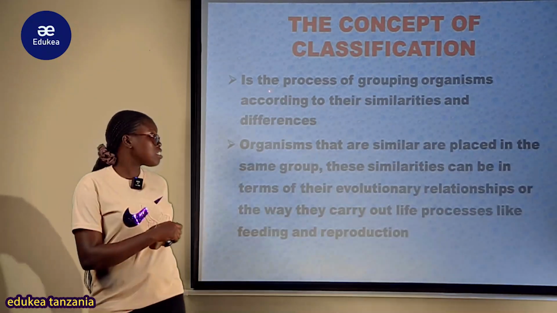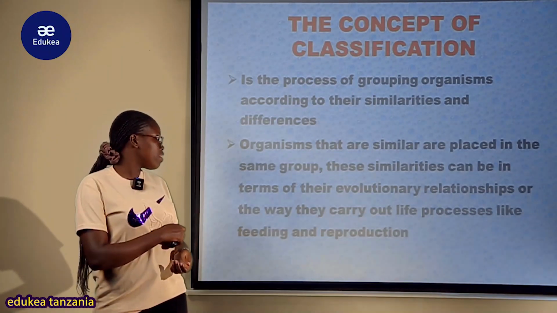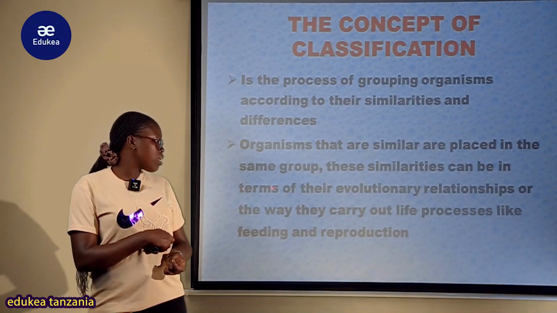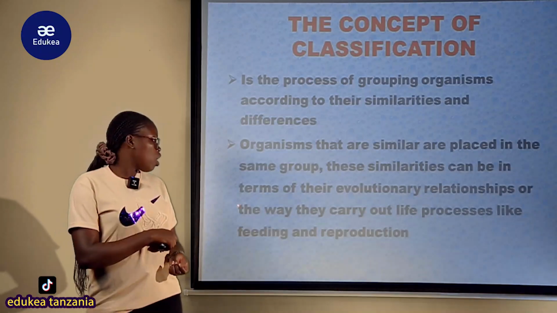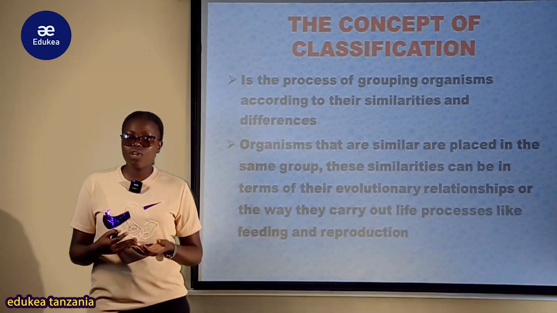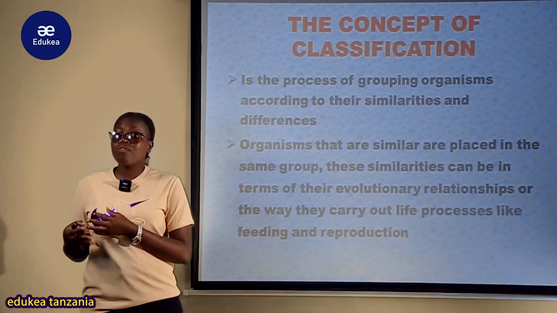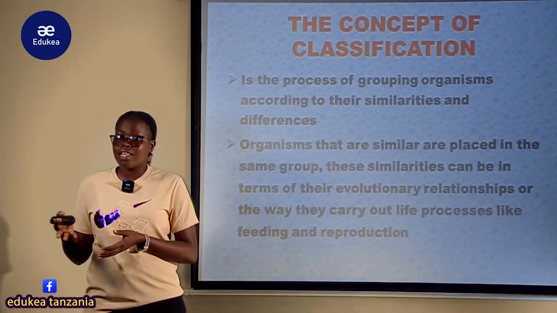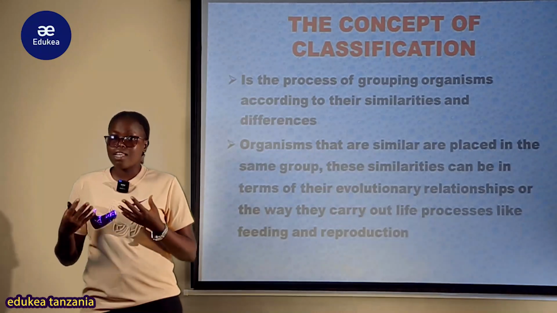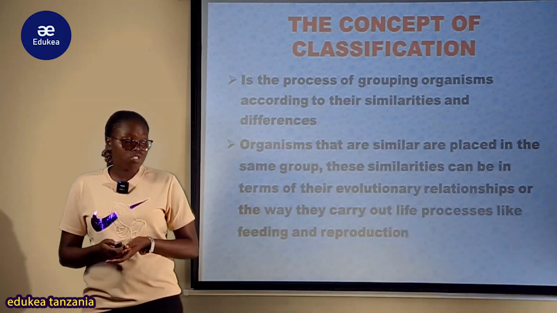Classification is a process of grouping organisms according to their similarities and differences. Organisms that are similar are placed in the same group, and these similarities can be in terms of the evolutionary relationship, or the way they carry out their life processes, like reproduction. Are they reproducing sexually or asexually? Excretion: which kind of nitrogenous waste do they produce? How do they breathe, what are the respiratory organs they use to perform respiration? Either they use the lungs, the gills, the skin, the buccal cavity, and so forth. That is all about classification.